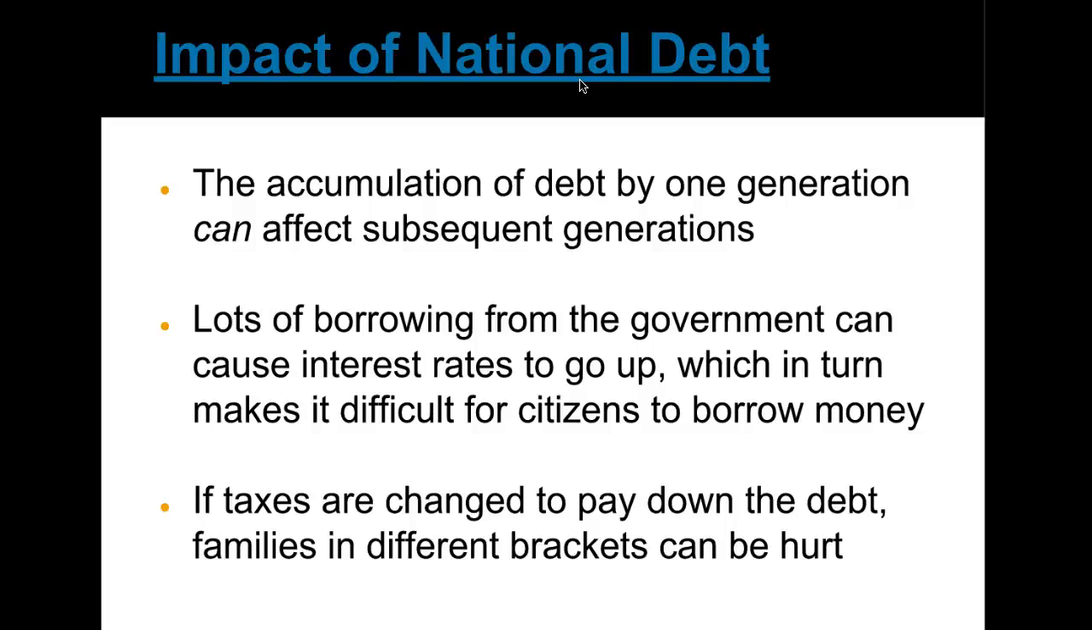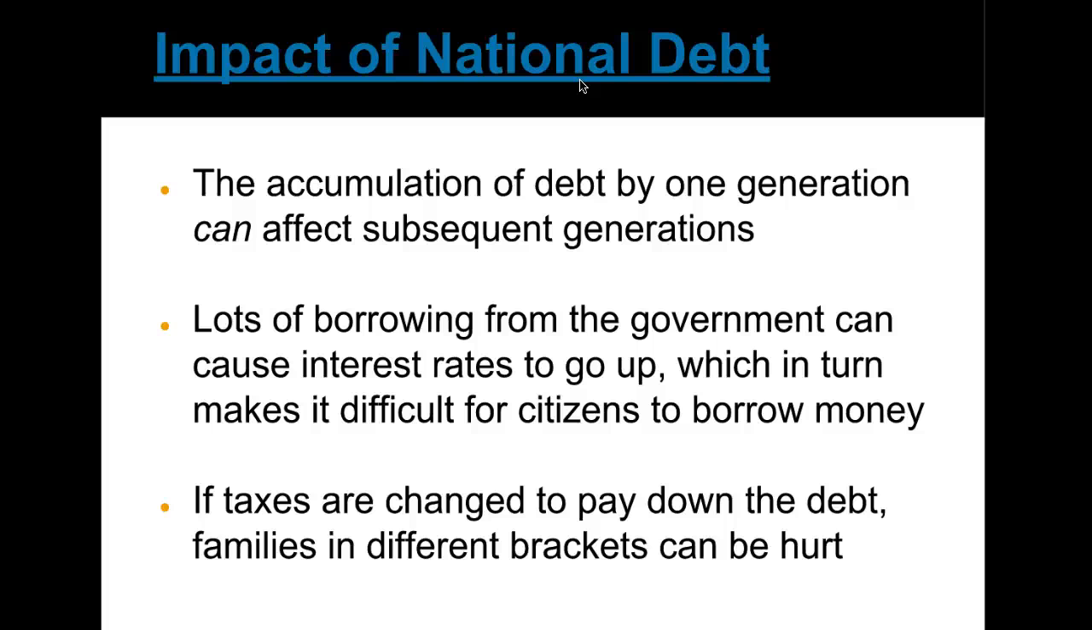How does this debt affect us? What impact does that national debt have on us? Well, accumulation of debt by one generation can affect subsequent generations through something called the transfer of purchasing power. So in general, when public debt increases, and public debt is what we're talking about here, the national debt, taxes have to increase as well in order to pay down that debt. If taxes increase, that means people have less money to spend on themselves. That's one example of a transfer of purchasing power. We lose some of our money power.